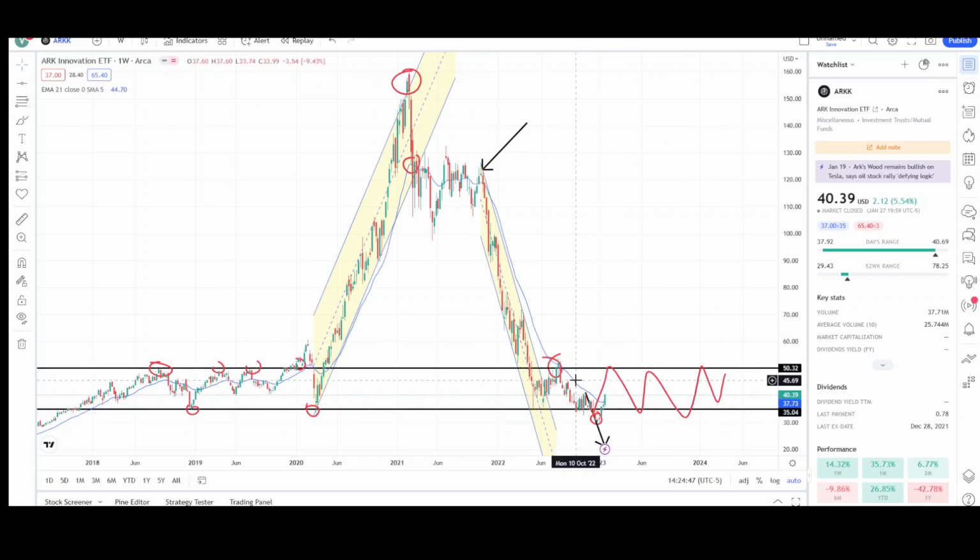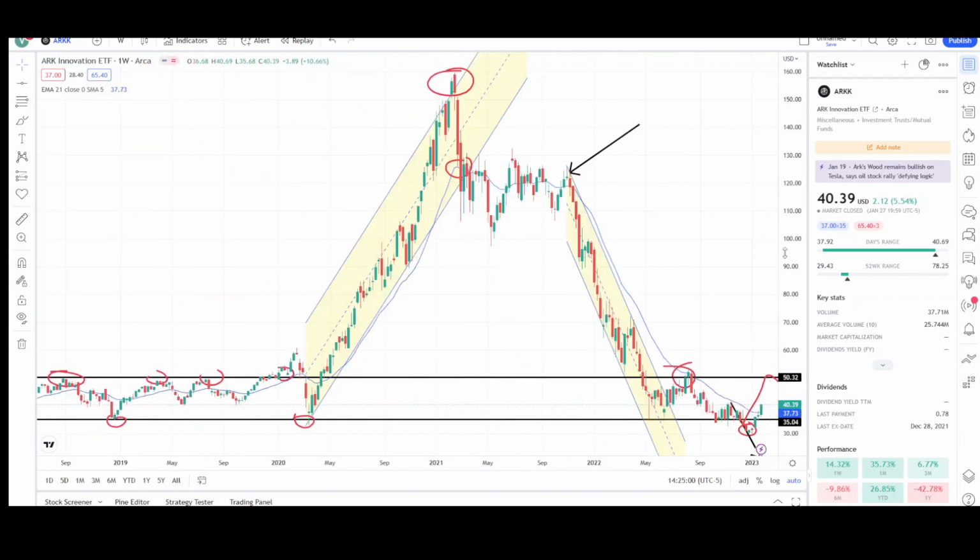So I don't know which one the market is going to do, but it's very likely we just continue to see this rally out of here. We'll have to wait and see what it does at the $50 level, because it's going to be a hard resistance. But either way, it's still looking good for ARK Innovation.